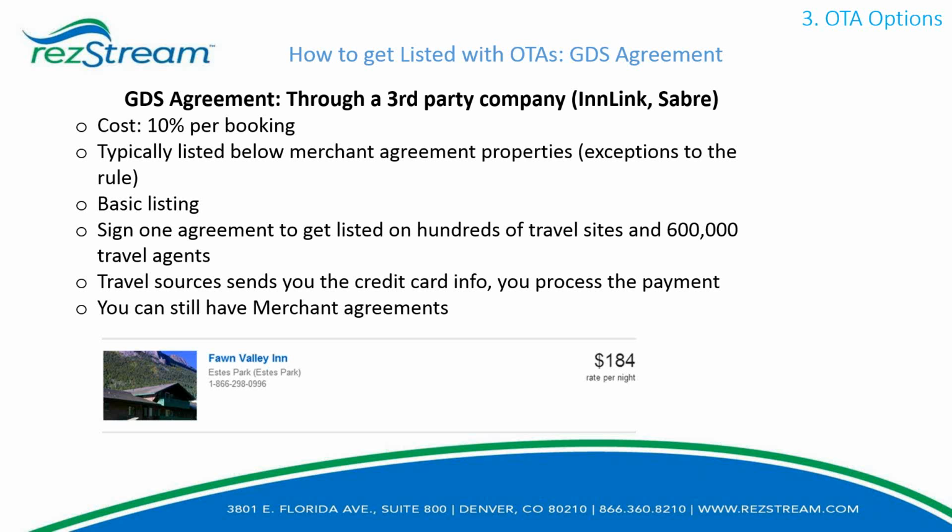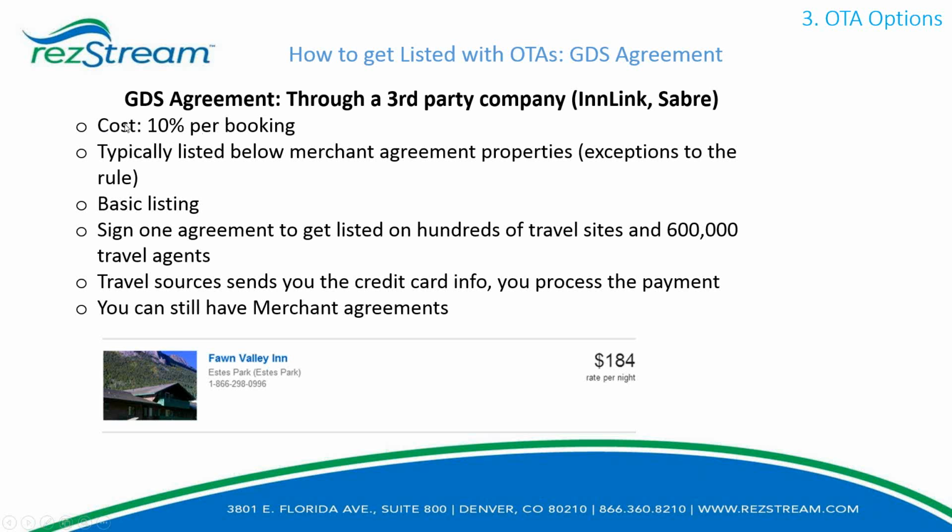RezStream then has a partner with a GDS provider. We work with InLink and Sabre today. InLink and Sabre are the ones that have the relationship with all those hundreds of travel websites and 600,000 travel agents. So the benefit to you is you're signing one agreement and getting listed on hundreds of travel websites and 600,000 travel agents, whereas on the direct merchant agreement model, you contact every website you want to be on and you sign a different agreement each and every time.